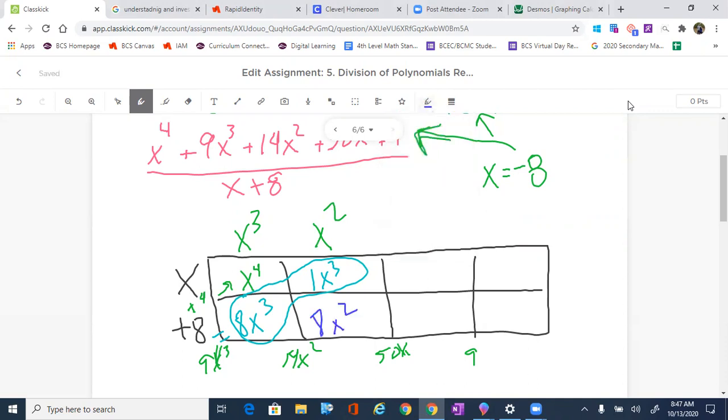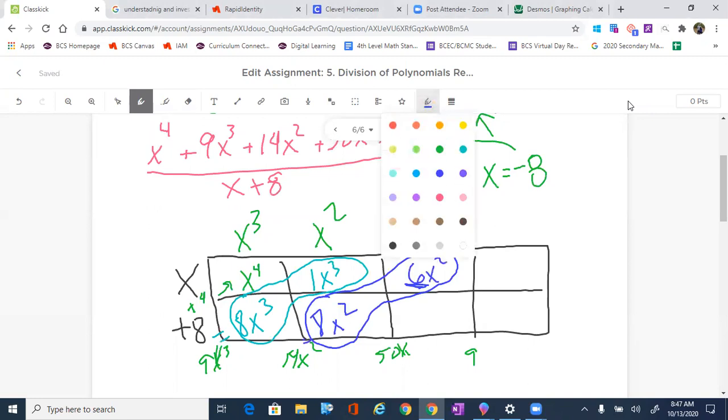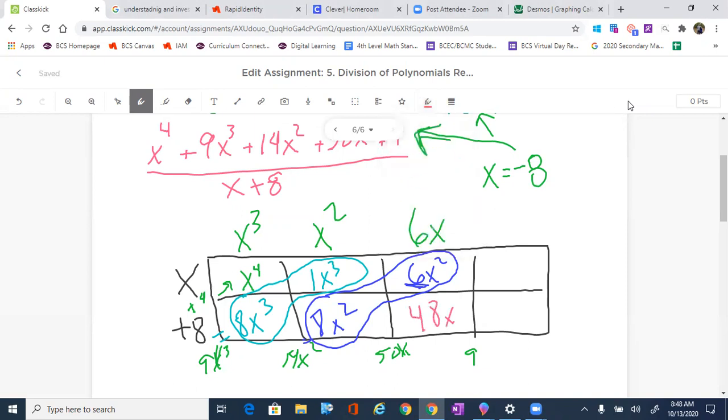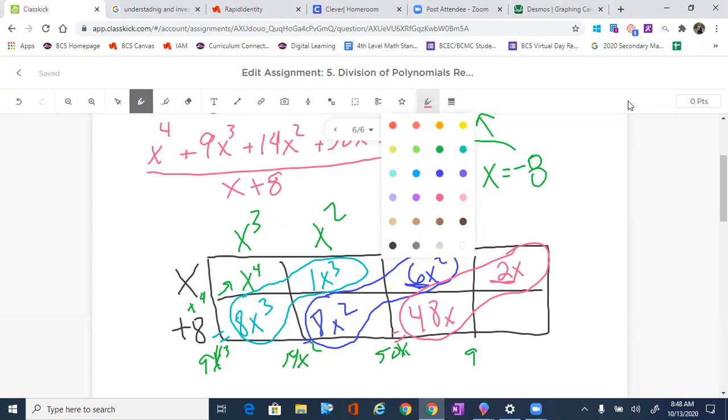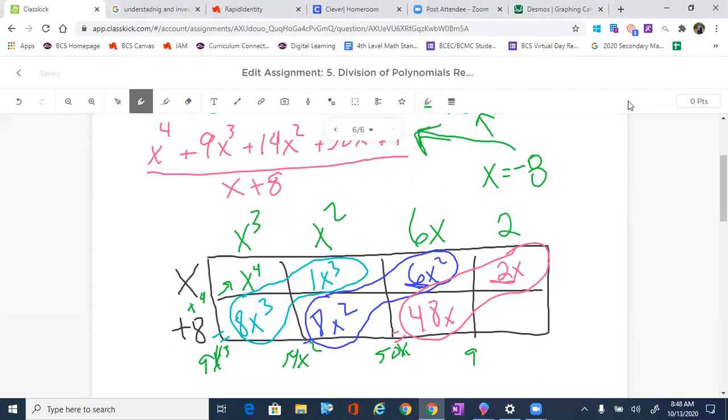Now at that point, I say, well, what do I add to 8x squared right here to get that 14x squared, which is going to be 6x squared. Once I have that, say, okay, x times what is 6x squared? Well, that is 6x. Okay, 6x times 8 is going to be 48x. And I'm going to say, well, what do I add to that 48x to get that 50x? So that's got to be 2x. And then I come back and I say, okay, well, 2x times x is 2. That's the only way that can happen. And then I have 2 times 8, which is 16.